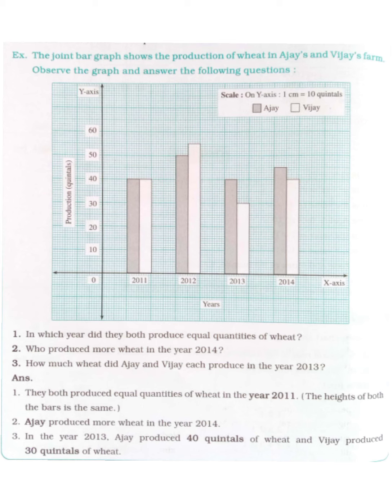How much wheat did Ajay and Vijay each produce in the year 2013? See now, x-axis year 2013. Now have a look at the graph columns. See, Ajay is grey in color. It shows 40 quintals, and Vijay is in white color. It shows 30 quintals. So what will be our answer? In the year 2013, Ajay produced 40 quintals of wheat and Vijay produced 30 quintals of wheat.